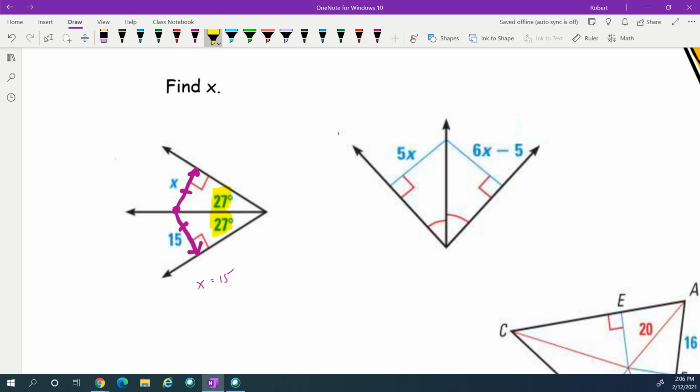The next question is exactly the same thing. The big angle was bisected. Any point on the bisector is equal distance to the sides. So these are congruent. So 5x equals 6x minus 5. And x equals 5.